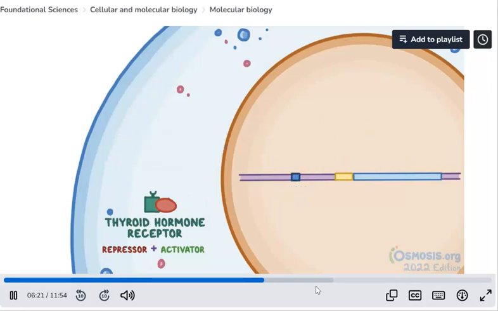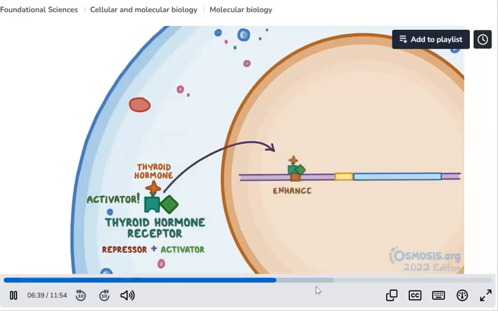However, once the thyroid hormone enters the cell, it binds to the thyroid receptor, and this induces a conformational change in the receptor. It's like the receptor has an epiphany, and now it behaves like an activator, releasing the co-repressor and binding a co-activator instead. The receptor and the co-activator then bind to the enhancer region, and they recruit histone acetylases, stimulating transcription.